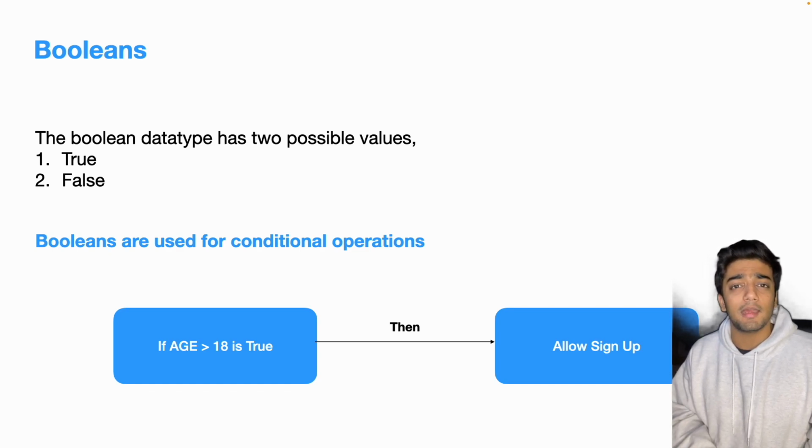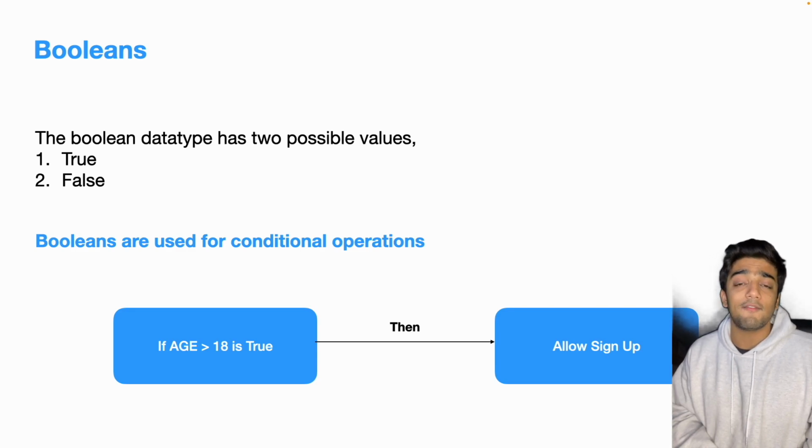Let's say that you're building an application or a program that allows a user to sign up only if their age is greater than 18 years old. If you look at the example on your screen, we have: if age is greater than 18 is true, then allow sign up. What does this mean? Here we have a condition. It says that if the age variable has a value that is more than 18, and if that condition is true, only then allow sign up, or else don't allow sign up.